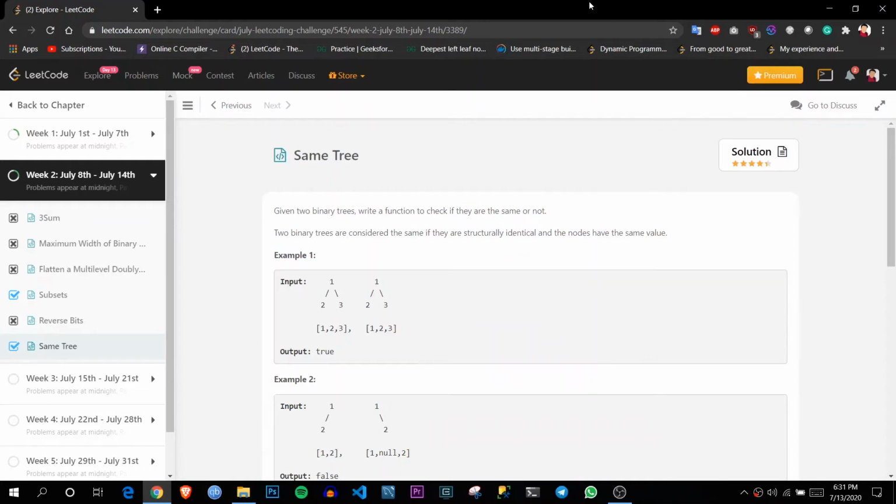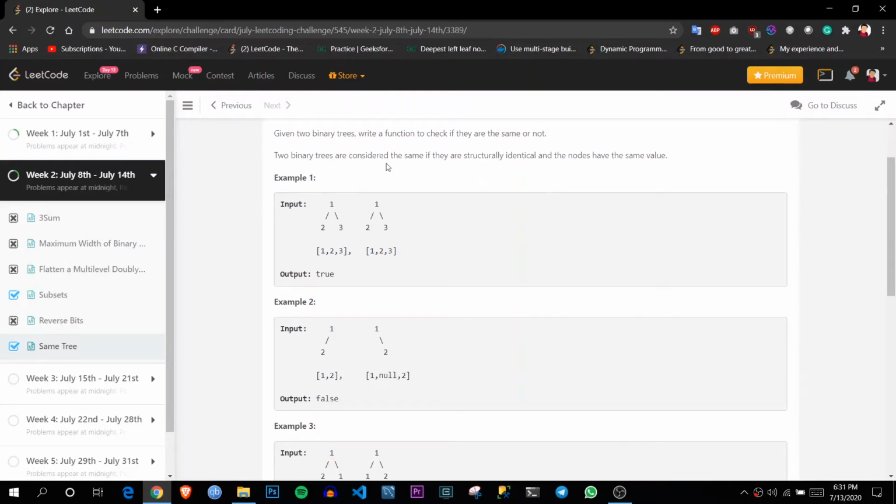So today I will be solving this problem called same trees from the LeetCode July challenge. So let's see what this problem says. Given two binary trees, write a function to check if they are exactly same or not. So two binary trees are considered as same if they are structurally identical and have the same nodes with the same values.